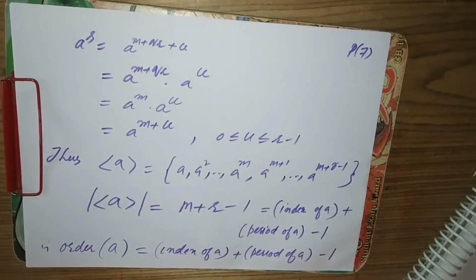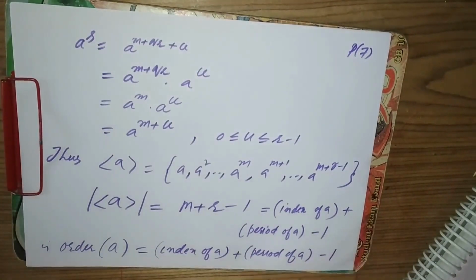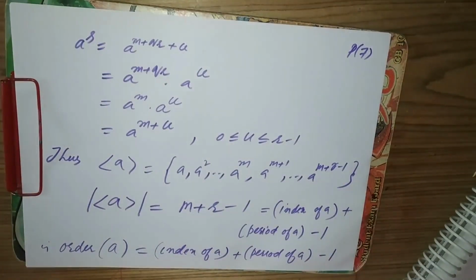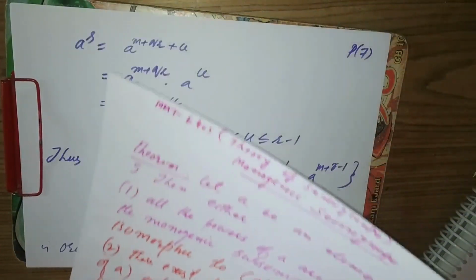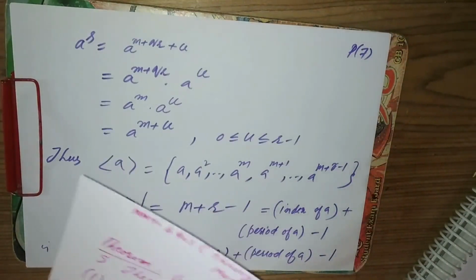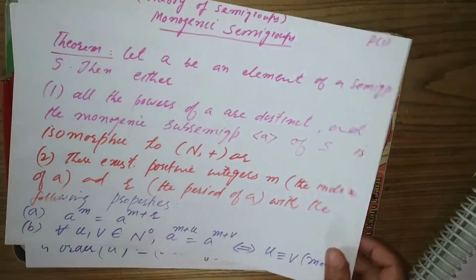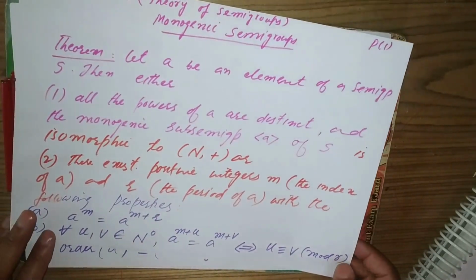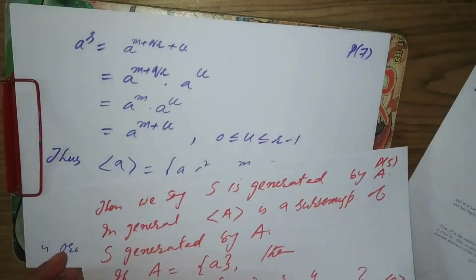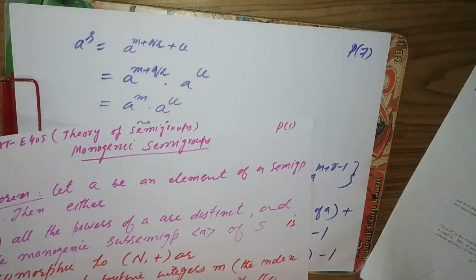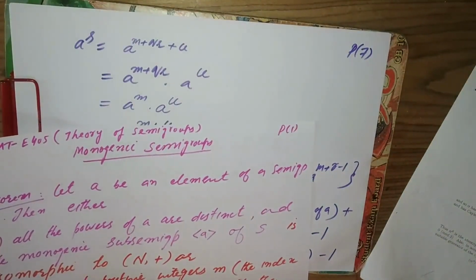Okay. Now, that proves this: A^m is equal to A^(m+r). That's the first part. Now we put the second part: for u and v belonging to the non-negative integers, A^(m+u) is equal to A^(m+v) if and only if u is congruent to v mod r. Now we will prove this part first. Then we discuss this one, the third part.